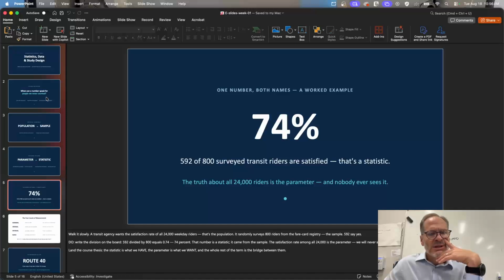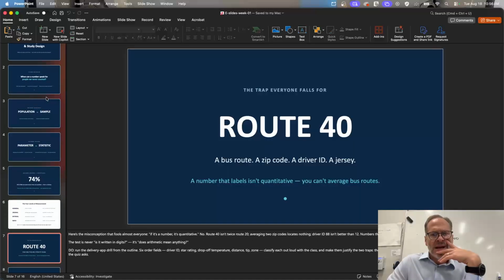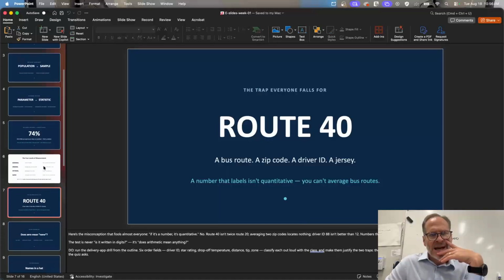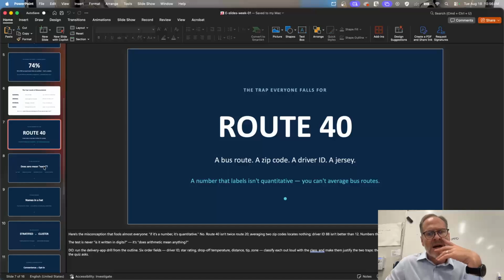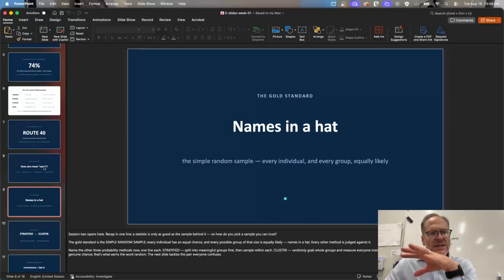Here's a proportion. And then we talked about nominal, ordinal, interval, and ratio. NOIR, which is black in French, is how we could remember that, 4 levels of measurement. And then an example, like nominal, ordinal, interval, ratio, what is it? And do zeros mean none? And then some criteria we could use to determine nominal, ordinal, interval, ratio. And then randomly choosing things, a simple random sample.